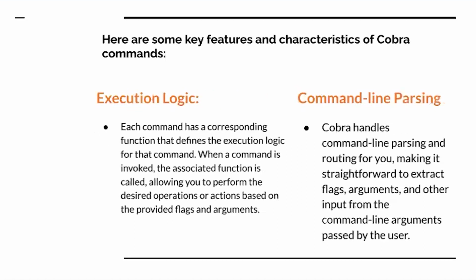Next is the execution logic. Each command has a corresponding function that defines the execution logic of the command. When a command is invoked, the associated function is called. Each command has its own function, which allows you to perform a desired operation or action based on the provided flags and arguments that you pass. Those execution logics are defined by these Cobra commands.